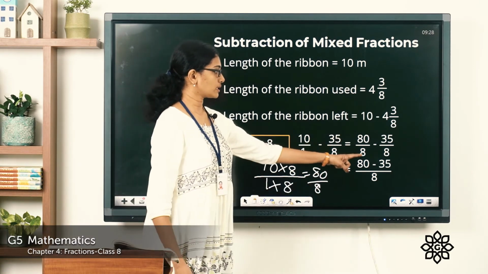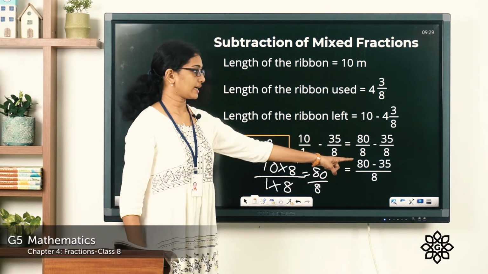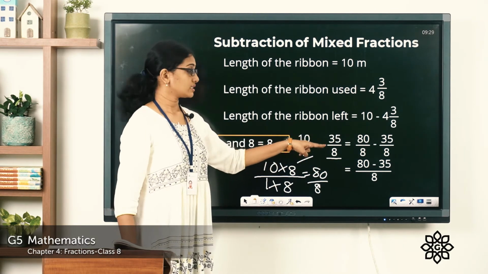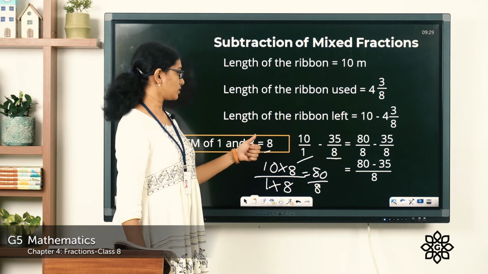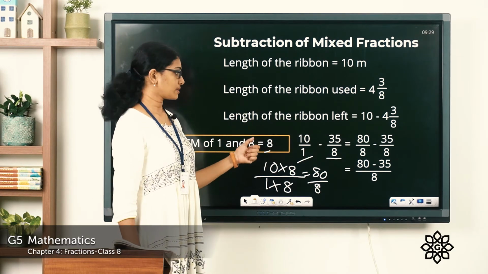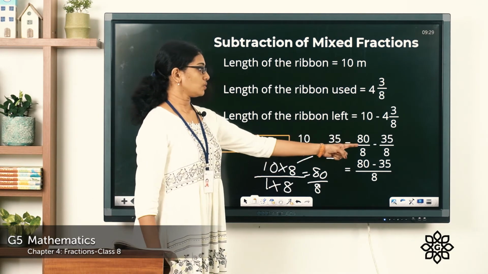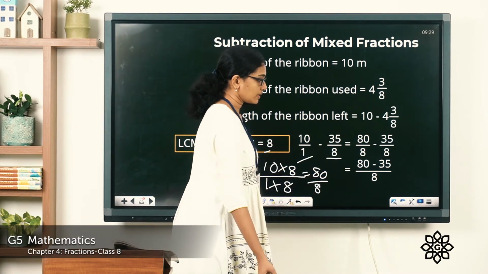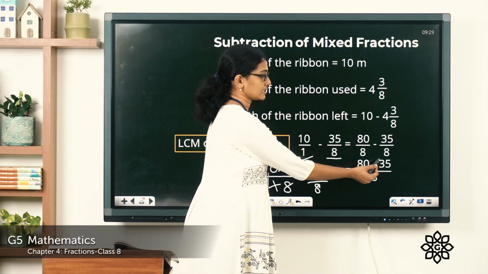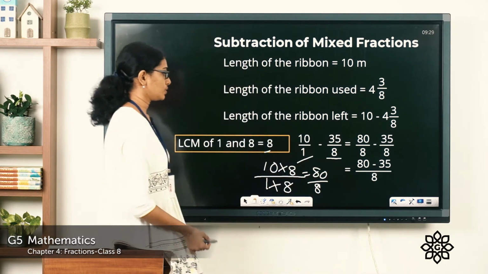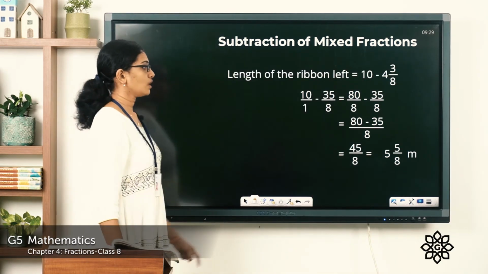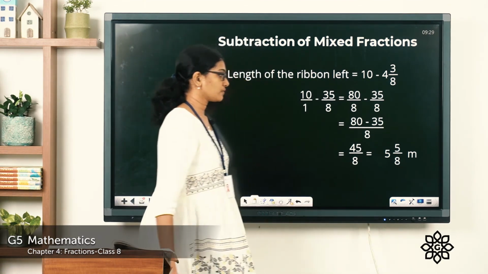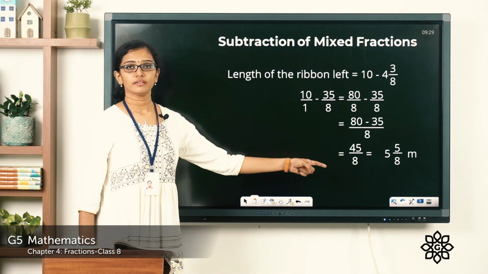So that is what is given here, 80 by 8 minus the second fraction, which already has the same denominator as the LCM. So there it is, 35 by 8 itself. So our equivalent value will be 80 minus 35 by 8, which is equal to 45 by 8. Now let's convert this 45 by 8 to a mixed fraction.